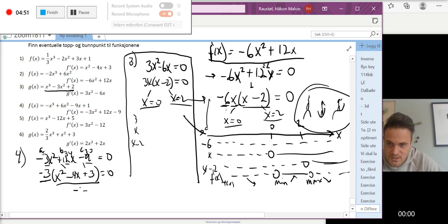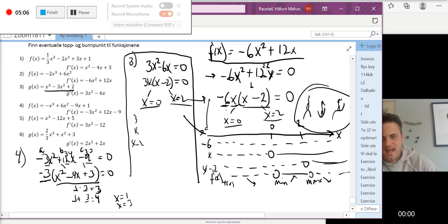The product should be equals to 3, and the sum should be equal to this, but opposite sign, which is 4, and we then see that 1 and 3 is the solution. So we get x equals to 1 and x equals to 3.